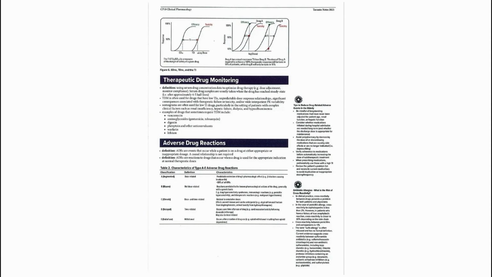Type B, bizarre. B stands for bizarre. These reactions are not dose-related, unpredictable, and often immune-mediated or genetically determined. Examples include penicillin anaphylaxis, drug hypersensitivity, malignant hyperthermia, and idiosyncratic reactions. Although uncommon, they are often severe.